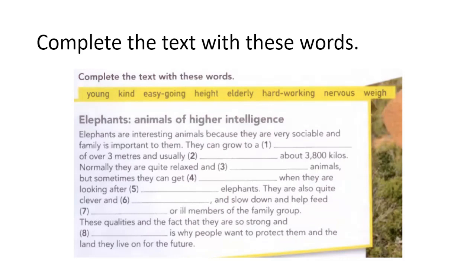Elephants are interesting animals because they are very sociable and family is important to them. Okay, maksudnya elephants ni sangat ramah mesra. Sociable ni macam ramah mesra. They can grow to, okay, apa jawapan dia?